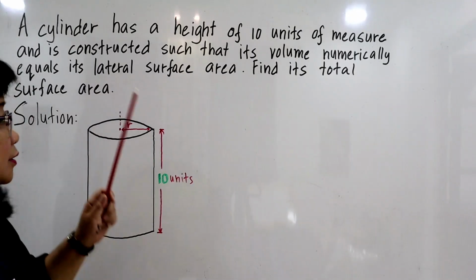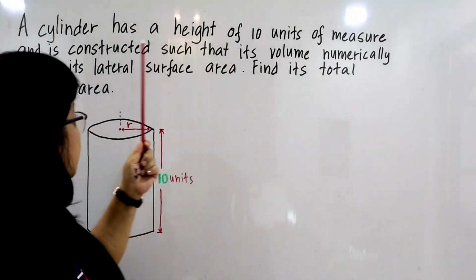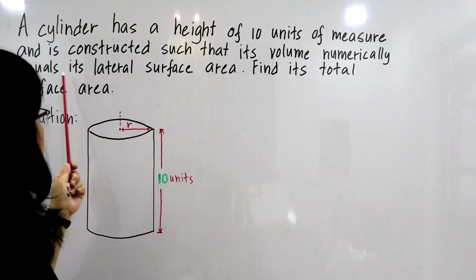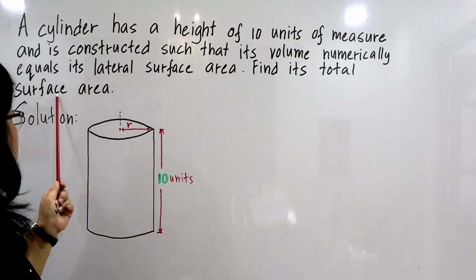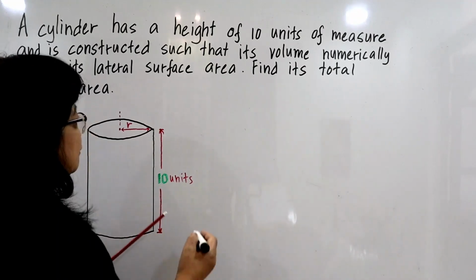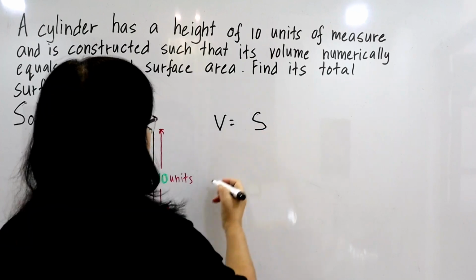Another question. A cylinder has a height of 10 units of measure and is constructed such that its volume numerically equals its lateral surface area. Find its total surface area.